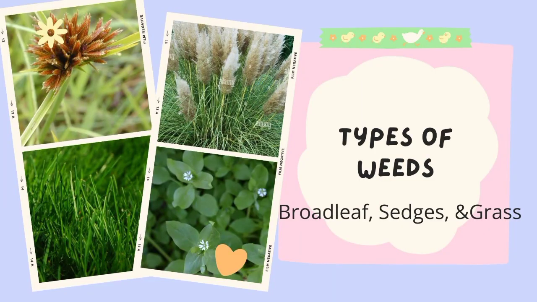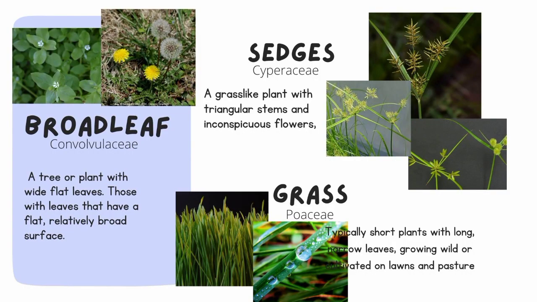There are types of weeds, such as broadleaf, sedges, and grass. Broadleaf is a tree or plant with wide flat leaves, those with leaves that have a flat, relatively broad surface. Sedges are grass-like plants with triangular stems and inconspicuous flowers. Lastly, grass is typically short plants with long, narrow leaves growing wild or cultivated on lawns and pasture.